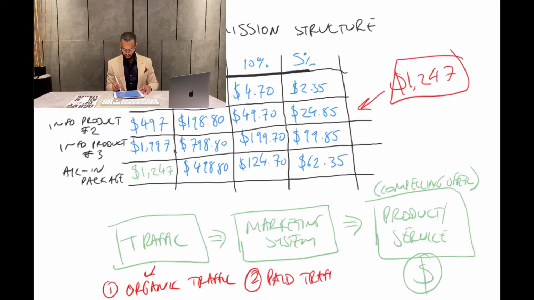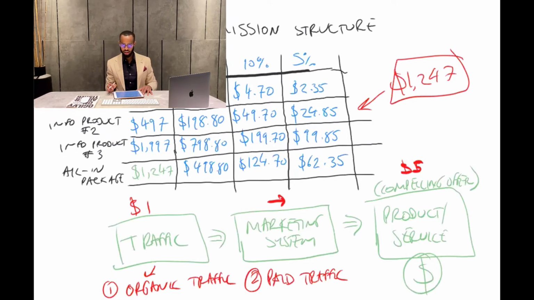And here is why. When you use paid traffic, let's say that you put $1 in for traffic, it goes into the marketing system, and then out comes, let's just say, $5. You've just made 5 times your money.